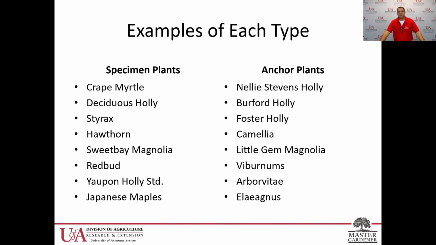Elaeagnus, another one that's used quite a bit for screening and an anchor plant because it's a big rounded growing shrub. It's got a gray-green textured foliage. And the thing I like about Elaeagnus, it actually blooms in the fall. The blooms are inconspicuous, but its fragrance is wonderful. I love the smell of Elaeagnus when it blooms.